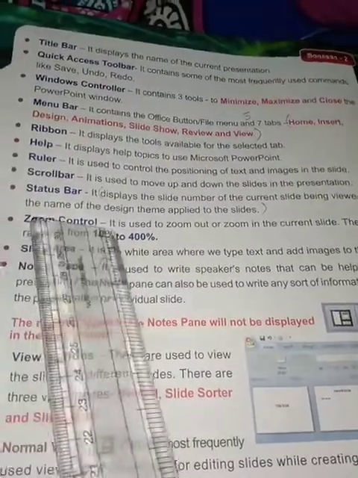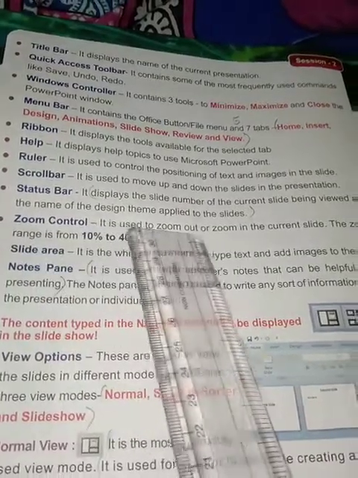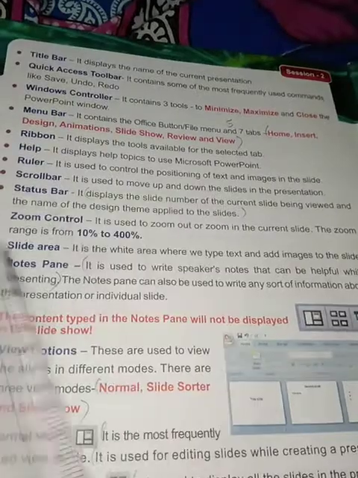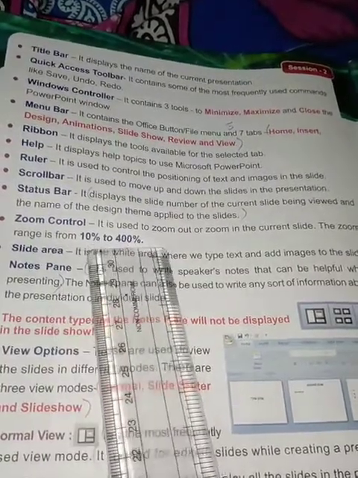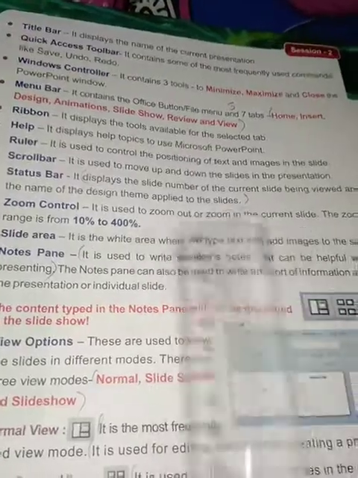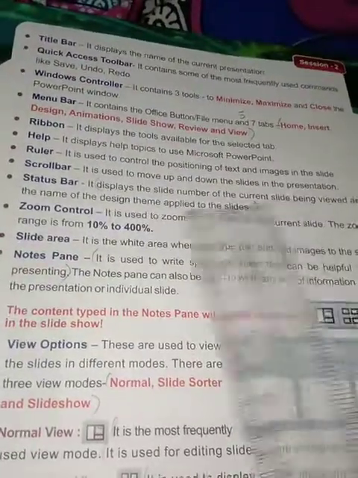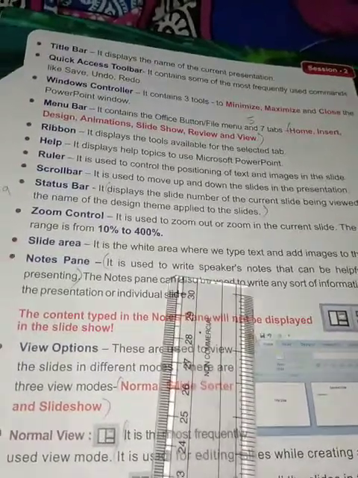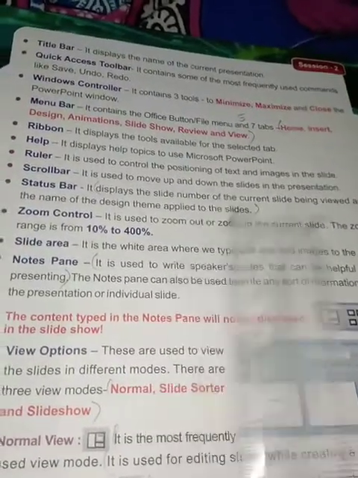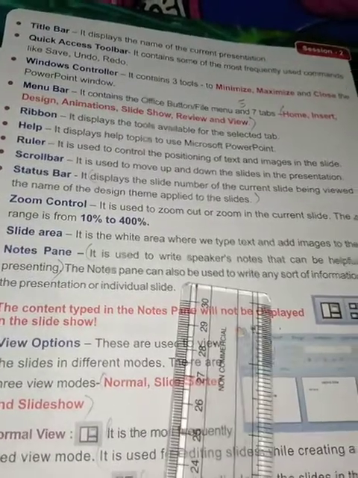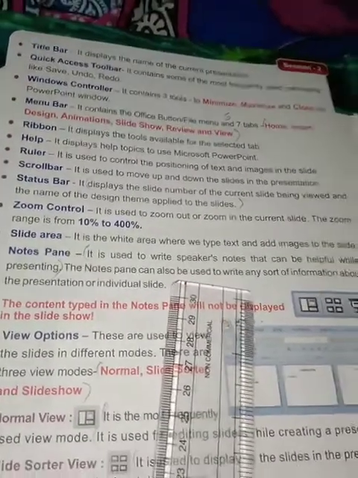Next, zoom control. It is used to zoom out or zoom in the current slide. The zoom range is from 10% to 400%. So you can zoom in and zoom out the slide. You can make it smaller, minimizing up to 10%. Maximum you can make it up to 400%.